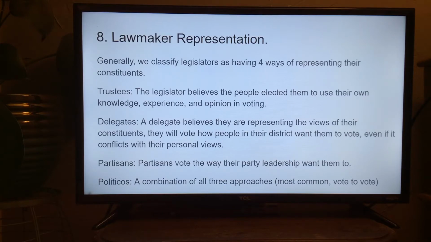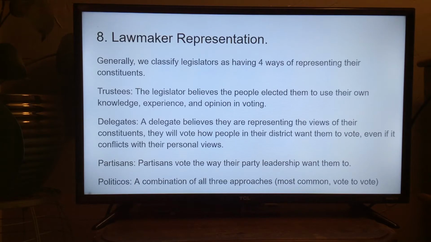And what does that mean? The legislator believes that people elected them to use their own knowledge and experience and opinion in voting. So if you are voting as a trustee, you're thinking, the people of my state or my district sent me to Congress because they think I'm a smart, educated guy or gal who they trust to vote best for them. They gave me the power. This is representative democracy. I'm here to exercise my voice because I'm the person they trust to represent them. And so I should just vote what I think is best.